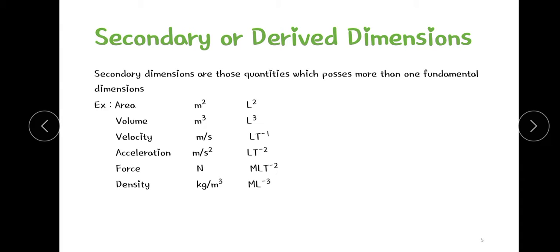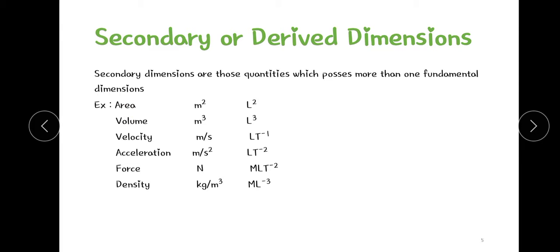So now, secondary or derived dimensions. What are the secondary or derived dimensions? It is written: secondary dimensions are those quantities which possess more than one fundamental dimension. When fundamental dimensions are combined together, we get a secondary dimension, also called a derived dimension. We can call it secondary or derived dimension.